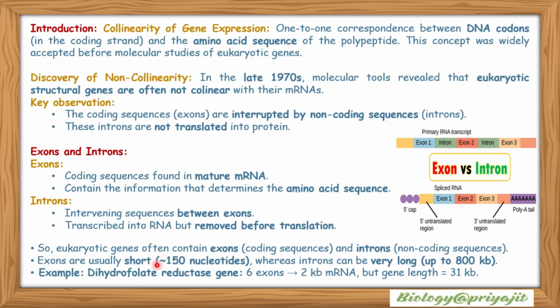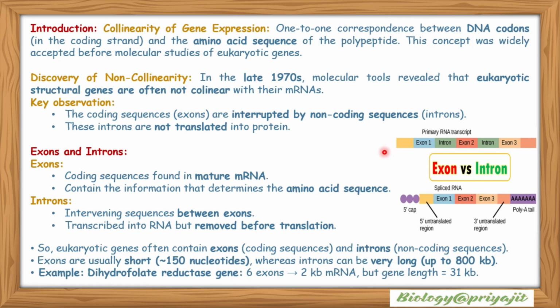Exons are usually short, approximately 150 nucleotides, whereas introns can be very long, up to 800 kilobase pairs. For example, the dihydrofolate reductase gene usually contains 6 exons measuring about 2 kilobase pairs in the mRNA, but the total gene length is 31 kilobase pairs.